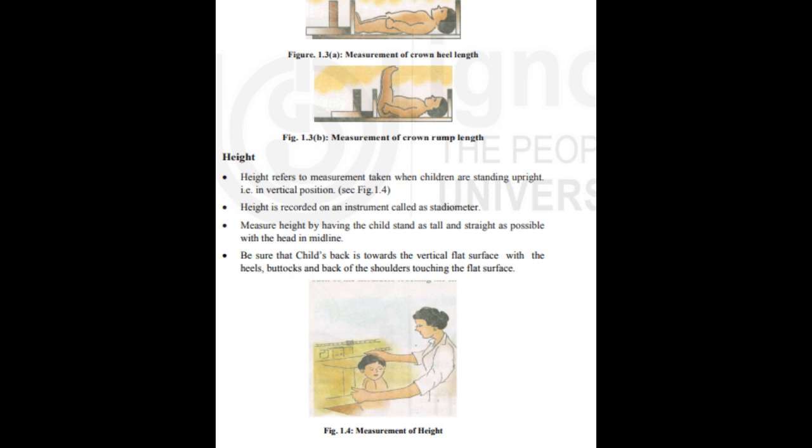Fig. 1.4, measurement of height. A horizontal headboard is lowered onto the head while the subject inhales, and the reading is taken at eye level. Record the length, height on the growth chart and compare the length, height with approximate normal for the age. 1.3.3 Measurement of head and chest circumference.